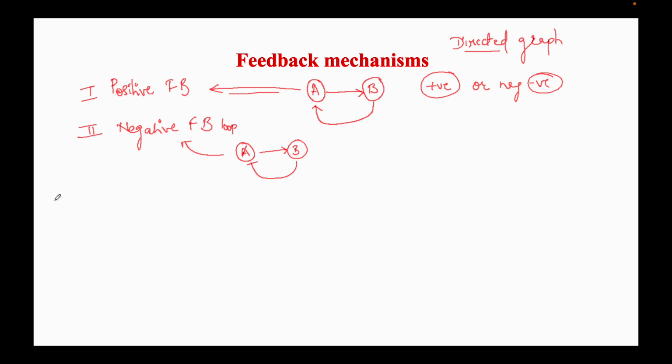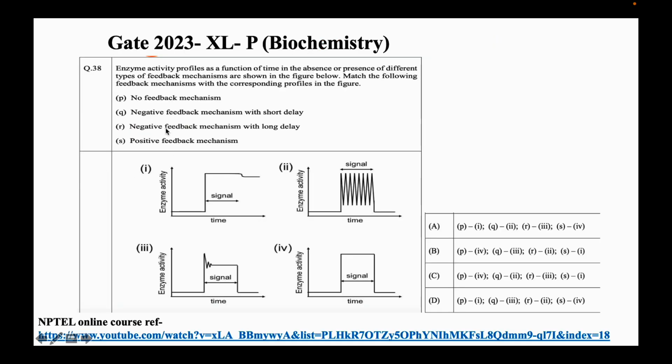So coming back to the question, we have 4 different mechanisms. P is no feedback mechanism. Q is negative feedback mechanism with short delay, R is negative feedback mechanism with long delay, and S is positive feedback mechanism. So first I'll explain these different profiles. On the y-axis we have enzyme activity, on the x-axis we have time.